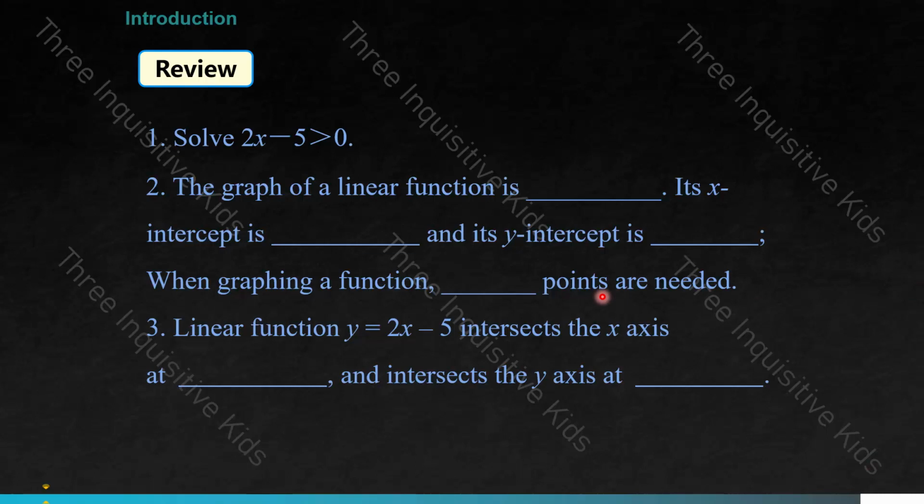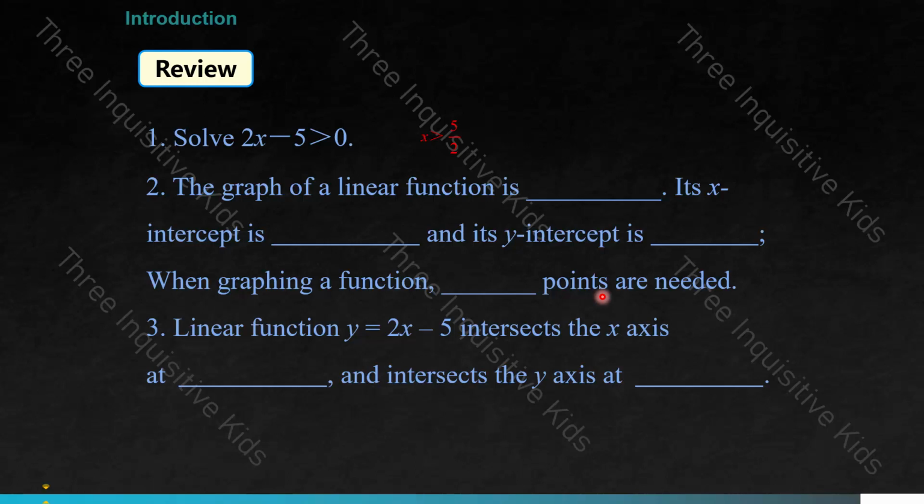Solve the inequality 2x minus 5 is greater than 0. So this is pretty easy. Using the properties of inequalities, we can first add 5 to both sides of the inequality and then divide both sides by 2. So our answer for that would be x is greater than 5 halves.